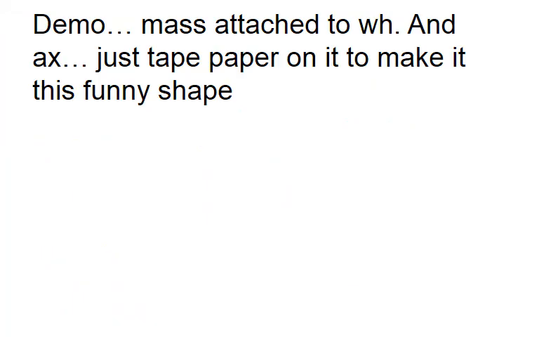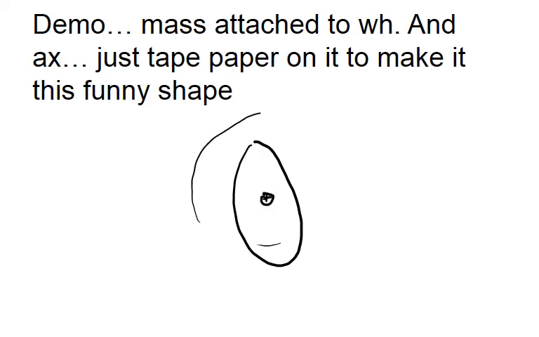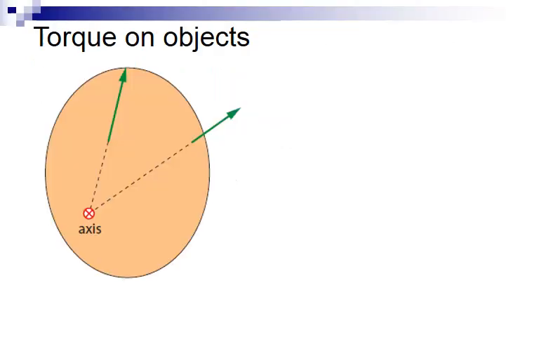Okay, at this point, we can take a look at an object that has a different kind of shape. Let's say something like this, where the axis of rotation is here. And so as this spins around, it's got an irregular shape, and the motion of it is going to be a little bit strange. So let's take a look at that in terms of torque on an object like that.